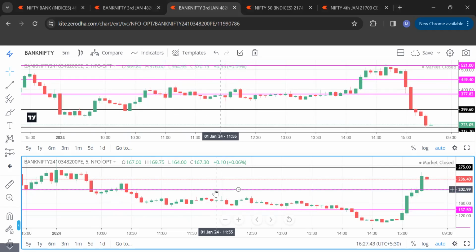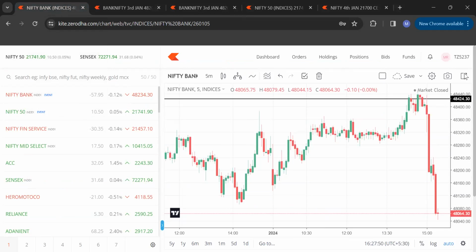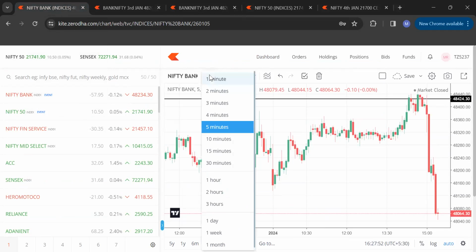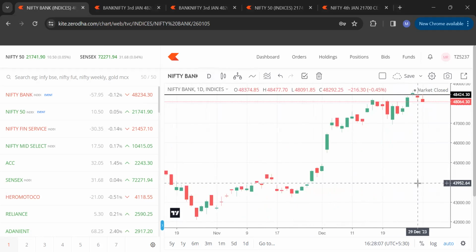Now I would like to show you one more thing, a beautiful thing today. See, if you will go on yesterday chart, a daily chart we will go on. And this is a daily candle. Then what we need is previous day high and low. So you could see now previous day high and low. Previous day was Friday 29th. You could see high 48,477.70, low 48,091.85. Now here we do a simple calculation.